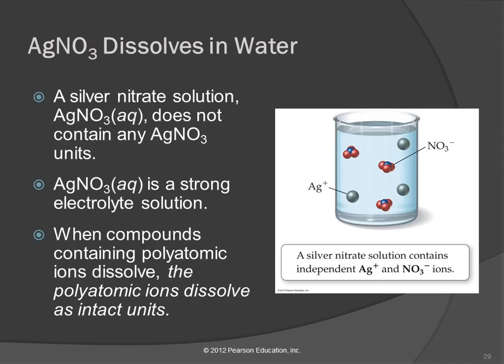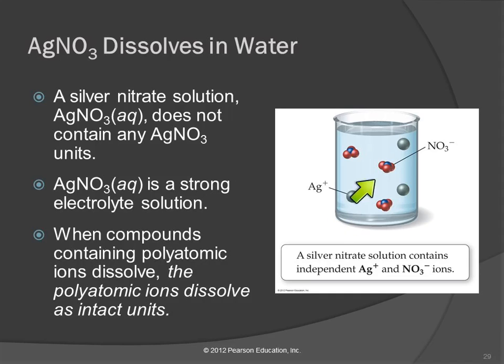Let's look at silver nitrate dissolving in water. Silver nitrate is also a strong electrolyte solution, but this is a slightly different type of ionic compound, isn't it? Here we have a polyatomic ion, a nitrate ion. When an ionic compound dissolves that has polyatomic ions in it, the polyatomic ion stays intact. So the nitrate stays together. The nitrate does not itself also fall apart. You just separate the cation and the anion from each other.